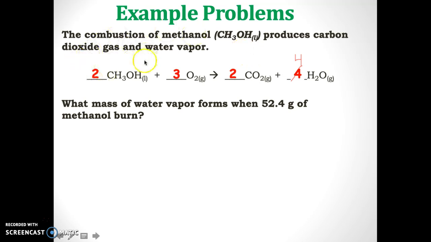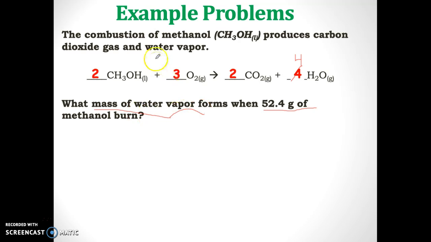Oxygens: I have 2 plus 6 is 8, and then 4 plus 4 is 8. Everything's balanced. All right, so now I'm ready to start the problem. To start the problem, what I'm given goes out front: 52.4 grams of methanol. What mass of water is formed?